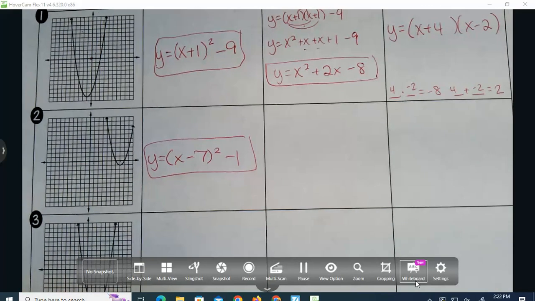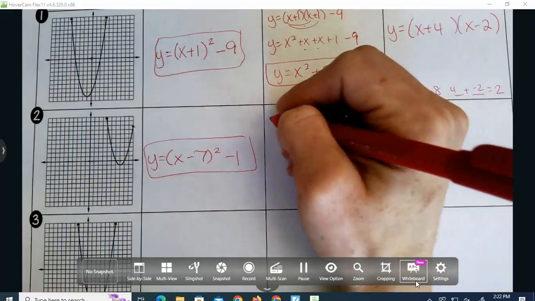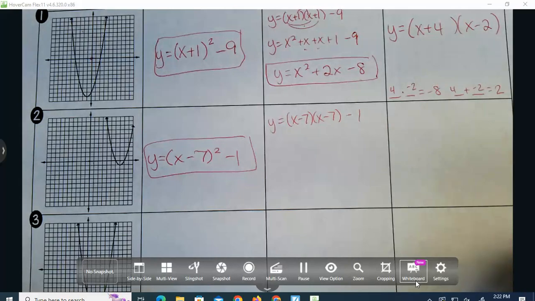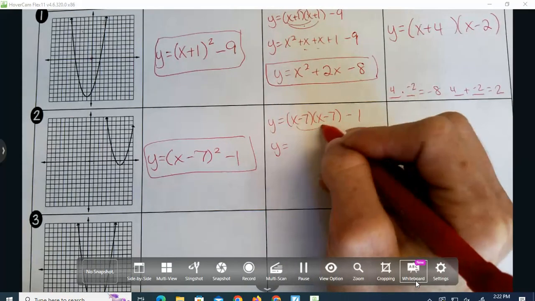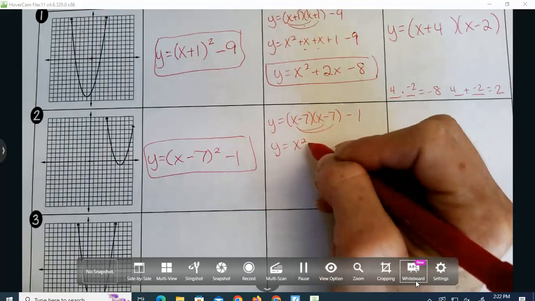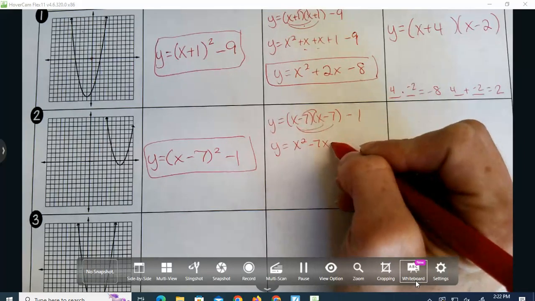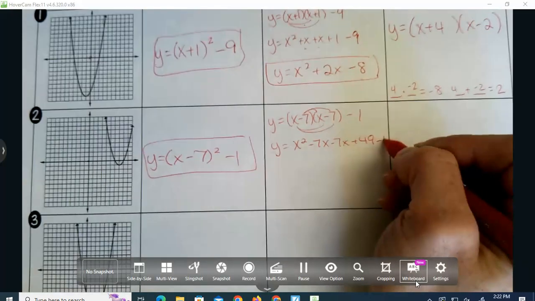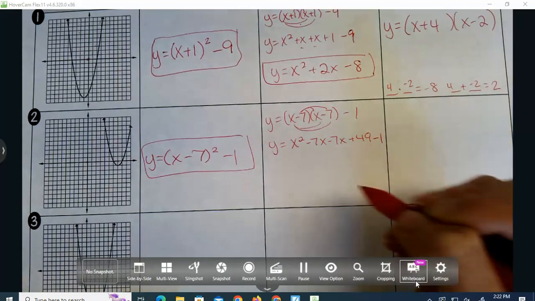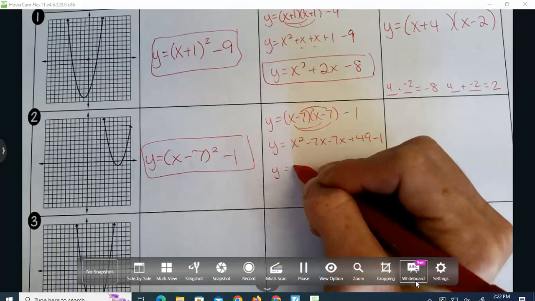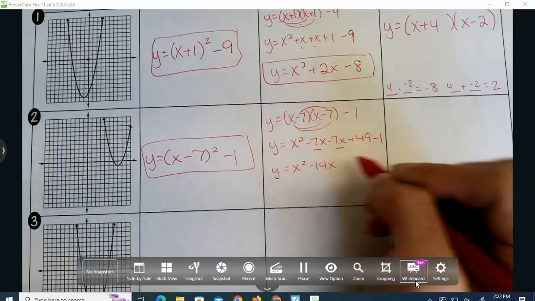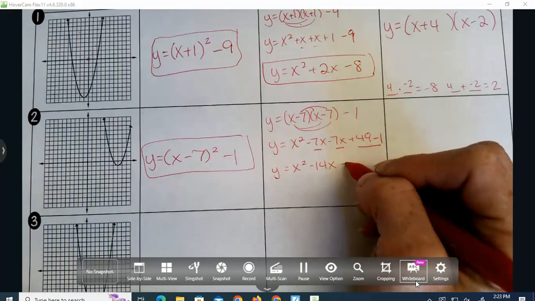All right, if I asked you to get the standard form, what would we have to do at this point? That square means there's 2 of them. So if we FOIL, we get x squared minus 7x minus 7x plus 49. And there's still a minus 1 on the end. So if we combine like terms, we have an x squared, negative 7 and negative 7 is negative 14, and 49 minus 1 is 48.